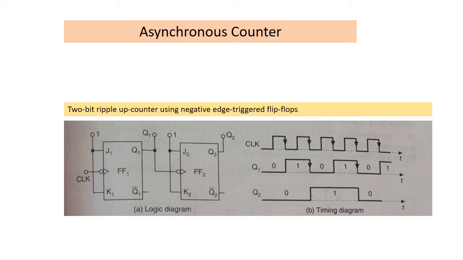At the negative going edge of the fourth clock pulse, FF1 toggles. So, Q1 goes from 1 to 0. This negative going signal at Q1 toggles FF2. Hence, Q2 also changes from 1 to 0. Therefore, Q2 equal to 0 and Q1 equal to 0. That is, 00 is the state of the counter after the fourth clock pulse.